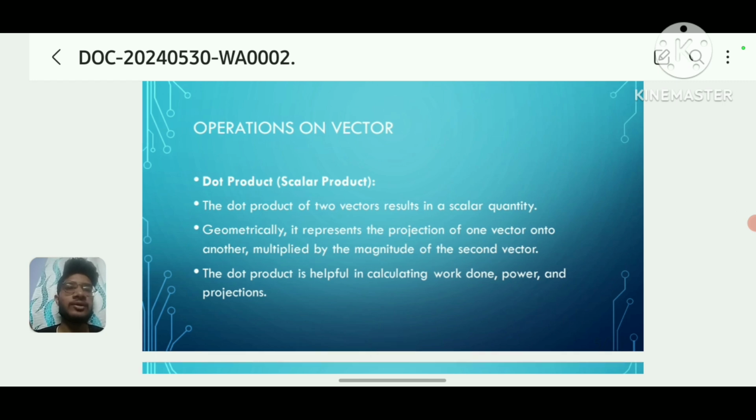Now we discuss the operations on vectors. Dot product or scalar product. The dot product of two vectors results in a scalar quantity. Geometrically, it represents the projection of one vector on another vector multiplied by the magnitude of the second vector. The dot product is helpful for calculating work done, power and projections.